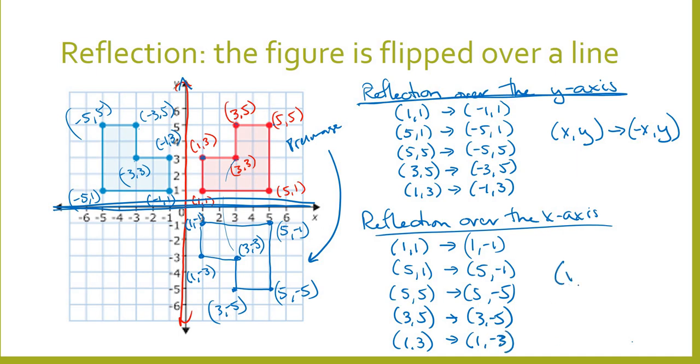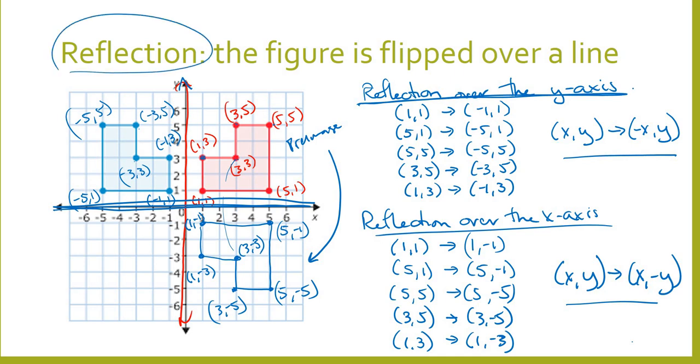So again, let's find a rule. What do you think x, y is going to change to? Hopefully you said x, -y. So these are our two rules for changing an ordered pair by doing a reflection. The first one is a reflection over the y-axis, and in that case the x changes, and when we reflect over the x-axis, my y values change.